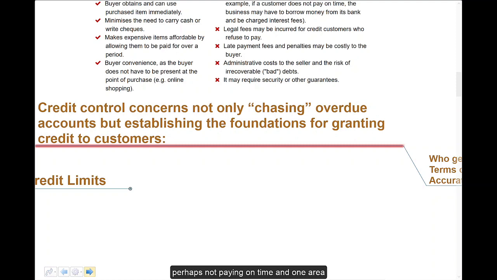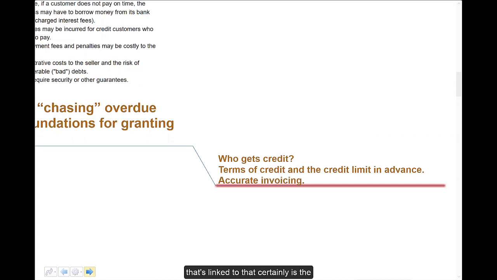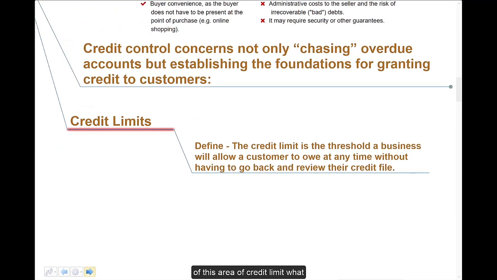And one area that's linked to that certainly is the idea of, well, who should get credit? Should you simply offer credit to anybody and everybody? And indeed, what are the terms of credit? And what's the credit limit for individual customers? You also obviously got to make sure that you invoice accurately. Now, in terms of this area of credit limit, what exactly do we mean? Well, it means that you should take the time to consider what limit a particular person or particular business should have.